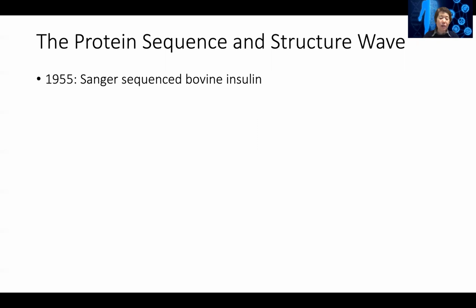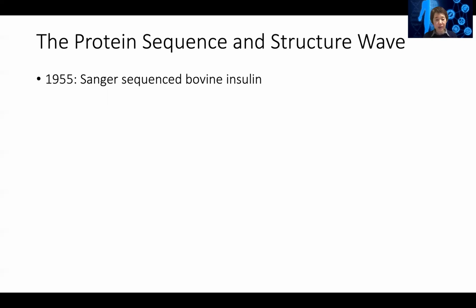So I would like to start the course with a brief overview of the history of bioinformatics. There are several waves of bioinformatics over the history. And the very first wave is the protein sequence and protein structure wave. In 1955, Fred Sanger developed the technology to sequence proteins. So he first sequenced the bovine insulin, which later enabled people to actually synthesize insulin as a drug.